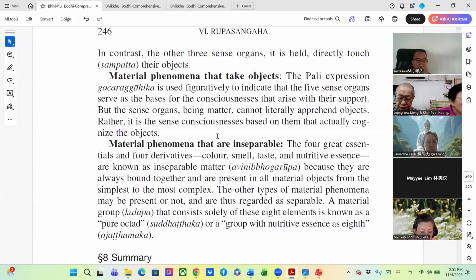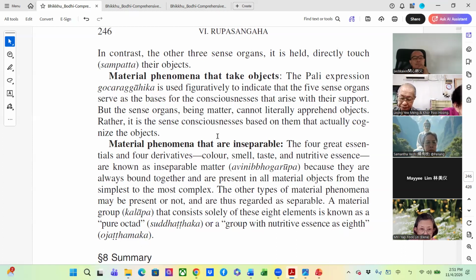Material phenomena that take objects. The Pali expression Gocara Gahika is used figuratively to indicate that the five sense organs serve as the basis for the consciousness that arises with their support. But the sense organs, being matter, cannot literally apprehend objects. Rather, it is the sense consciousness based on them that actually cognizes the objects.